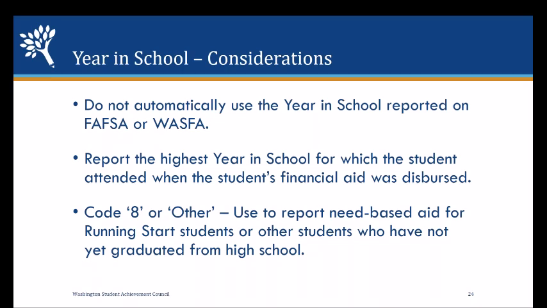Don't automatically use the year in school reported on the FAFSA or the WASFA. Students might think they're a junior because they've been at your institution for 3 years, but they've only completed 25 credits. You need to give them the year in school for the number of credits they've completed.